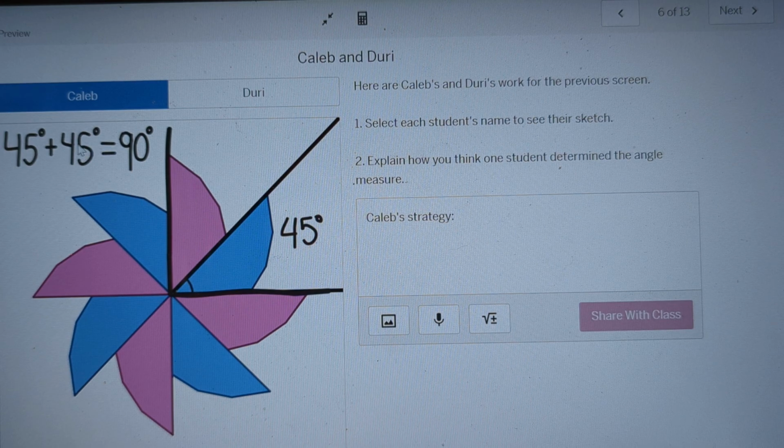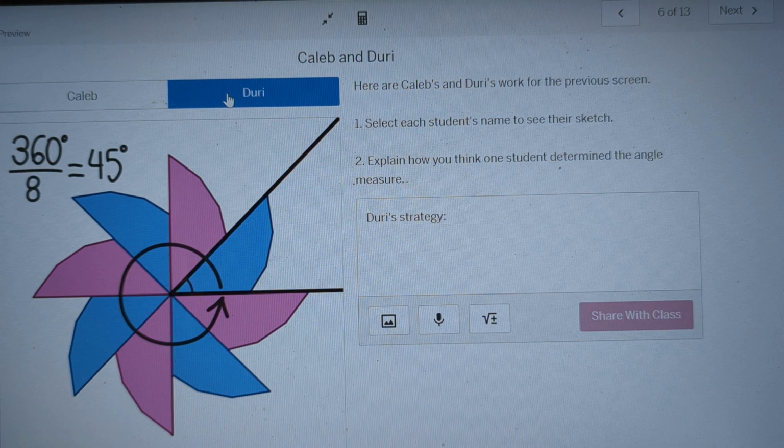They added these two together to get 90, and they did that all the way around to get 360. Let's see what Dury said. Dury did what we did. Took 360 divided by 8, that equals 45. Okay, so that worked out very well. Again, look at the transcripts to see what she did. Remember, Dury did what we did. Moving right along, slide number 6.